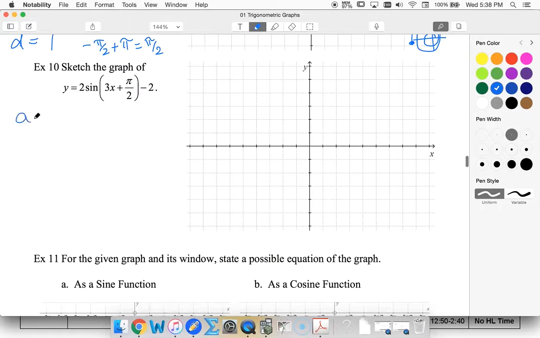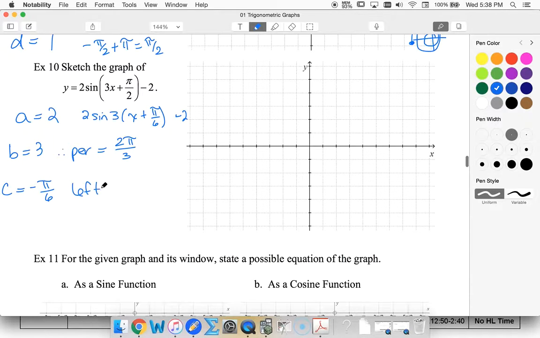So I've got an a value of 2. If I factor out my 3, I've got x plus pi over 6 minus 2. So b value is 3. That tells me period is going to be 2 pi over 3. My c value, -pi over 6. So we've gone left, pi over 6. Remember, opposite of what we see. My d value is -2.